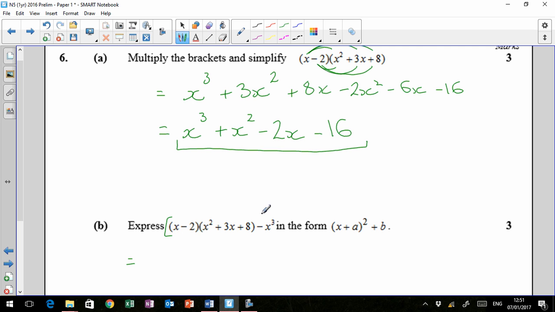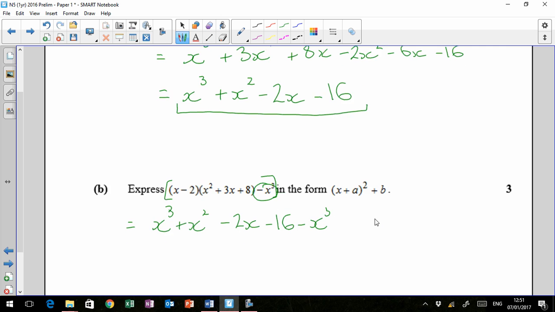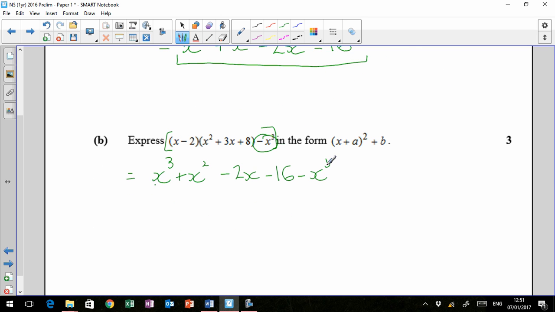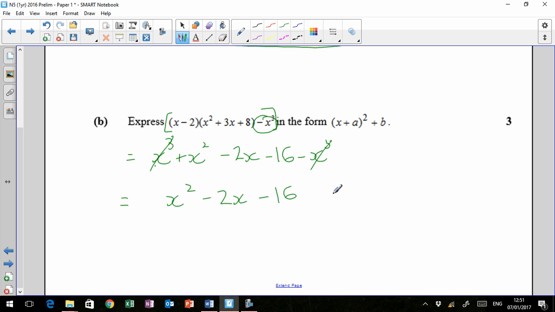Okay, so this bit here can become, well, that's x cubed plus x squared minus 2x minus 16. We're still going to have this extra minus x cubed at the end though. And that's where the trick comes, because now we've got an x cubed at the start and we're taking away x cubed later on. So they'll cancel out and leave us with x squared minus 2x minus 16. Okay, and there, then we can write it in that completing the square form.